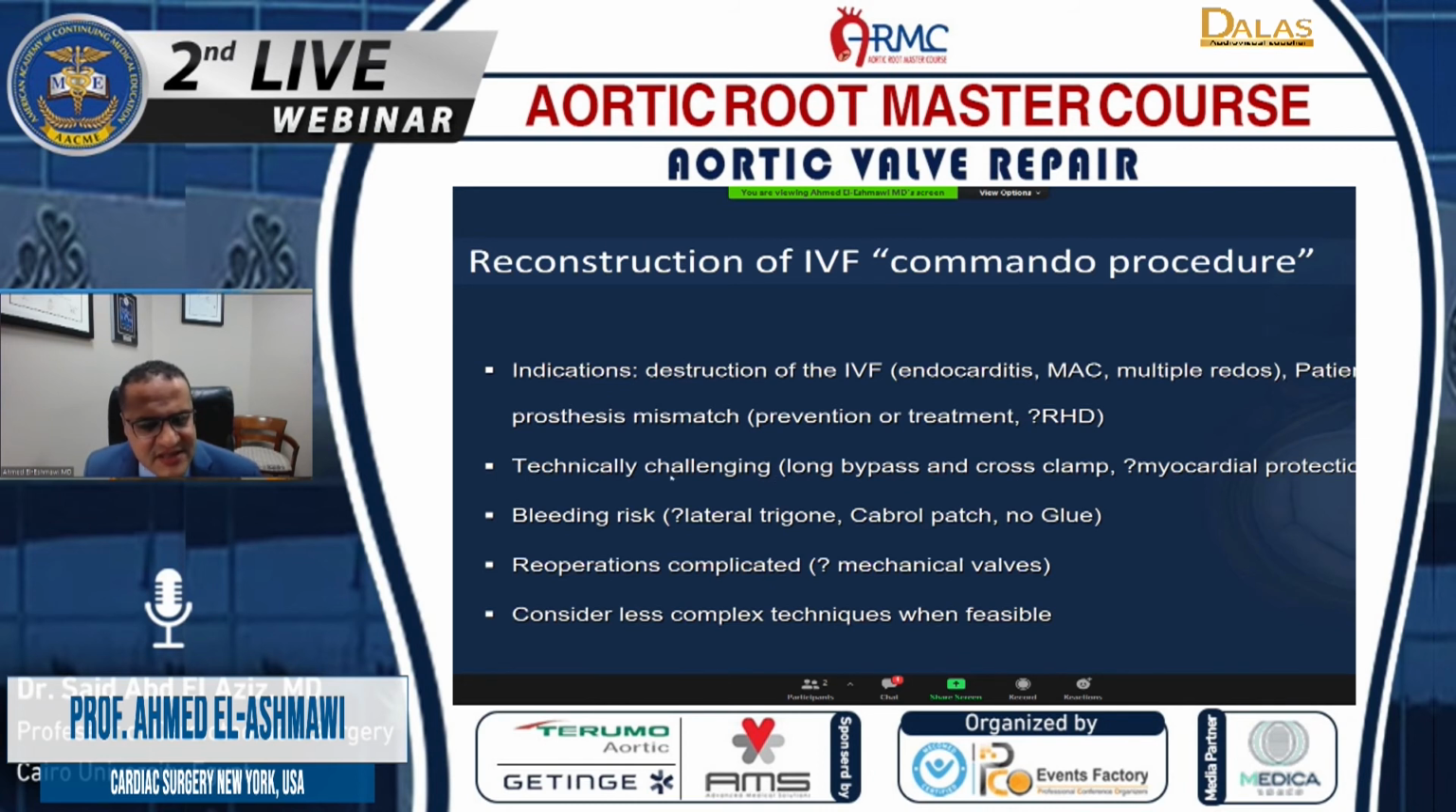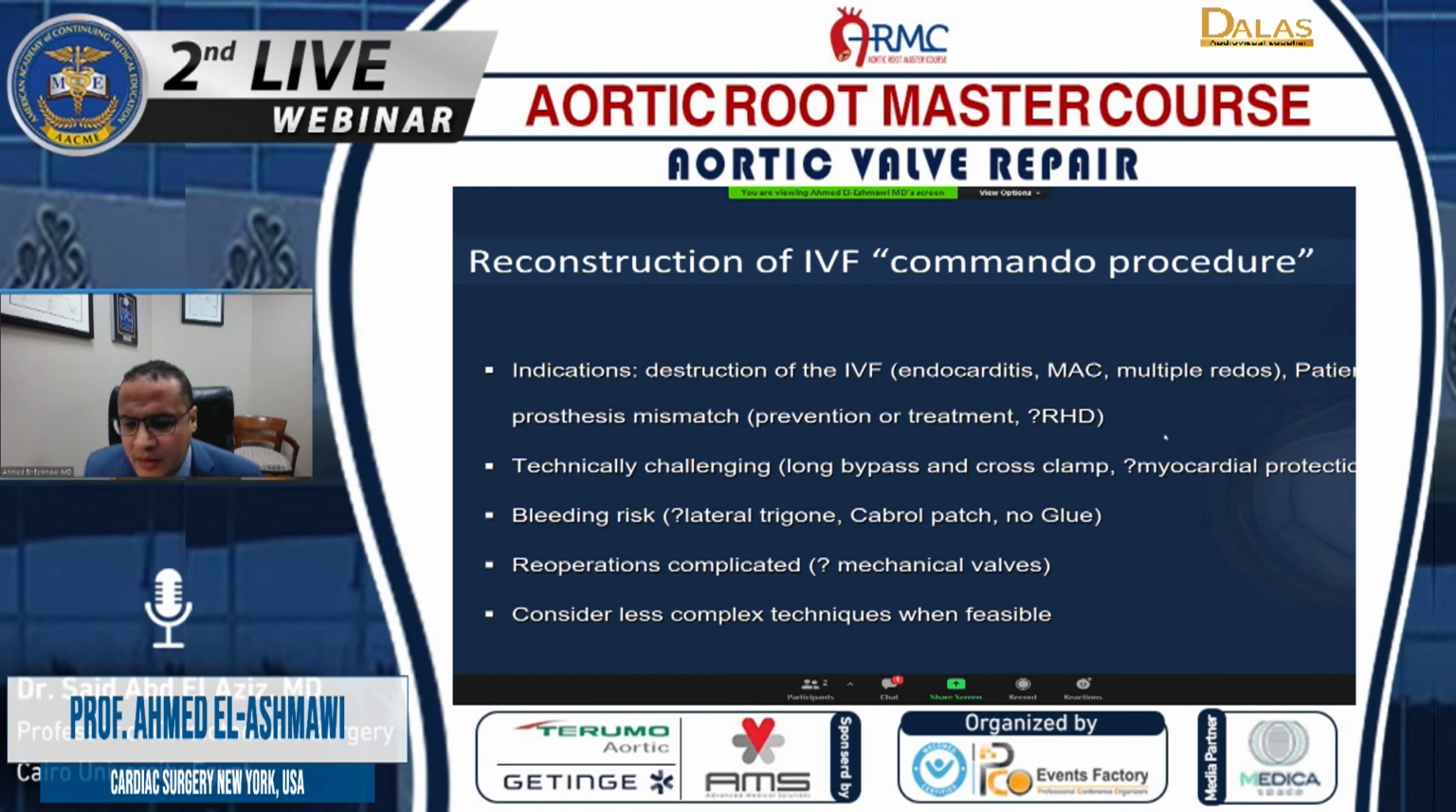However, I should say that this is a definitely technically challenging procedure with a long learning curve. It definitely has a long bypass run and long cross clamp. In this case, I looked at the surgical note yesterday. The cross clamp was 4 hours. Bypass took 5 hours to do that whole surgery that I summarized in a 5-minute video.